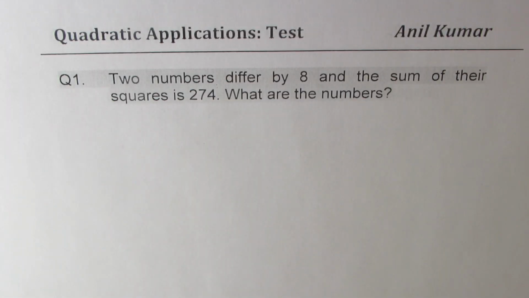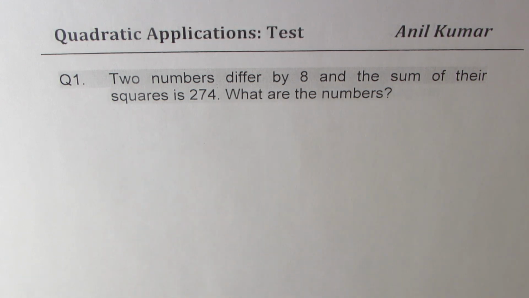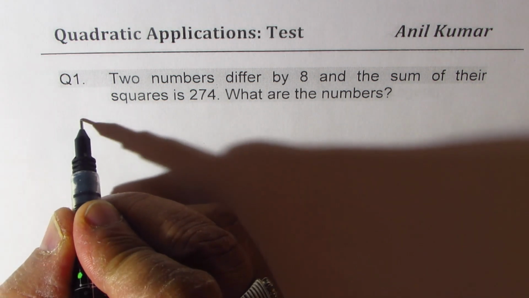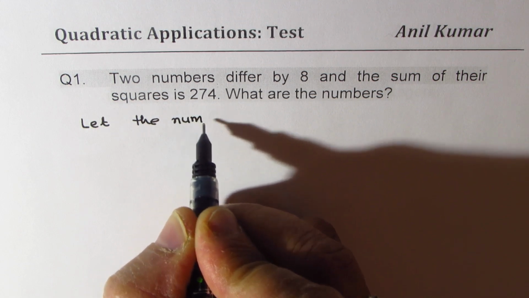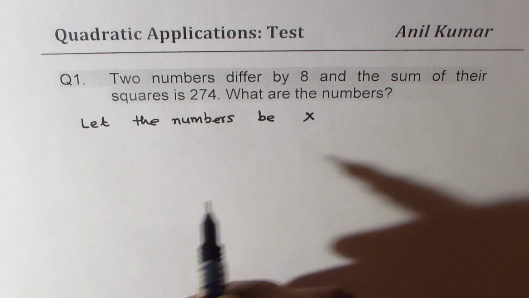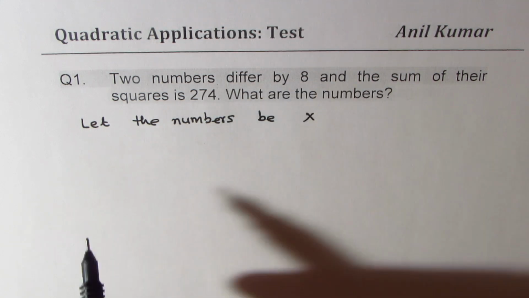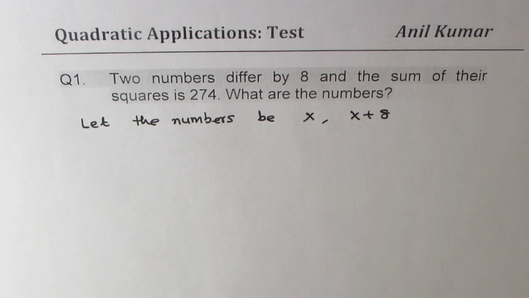Let's begin with the very first question, which is: two numbers differ by 8 and the sum of their squares is 274. What are the numbers? So let the numbers be, one could be x. Since they differ by 8, the other one should be x plus 8 or x minus 8. You could take either one of them, correct?